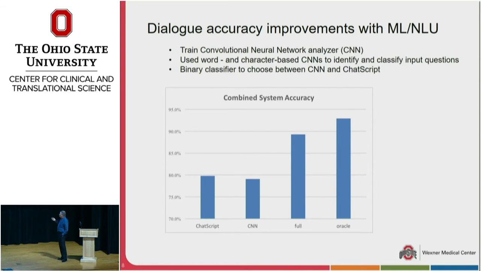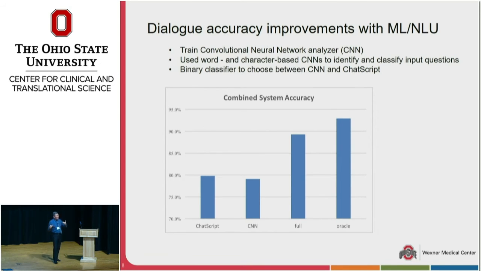So when we trained the CNN, we used a word and character-based CNN to identify the questions. Basically, the CNN almost always does worse than ChatScript. I've been writing patterns a long time. I know what the questions are. We're pretty good at that. And the CNN doesn't really have, in our domain, very many questions. There's not a big data set.